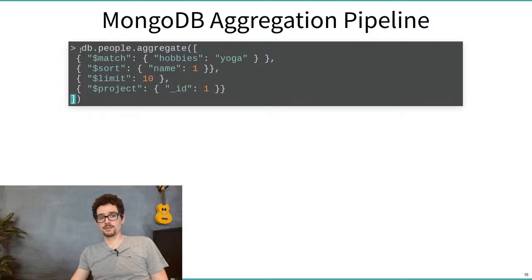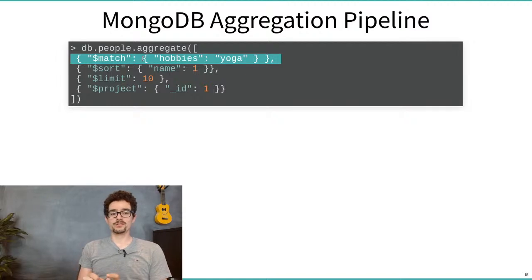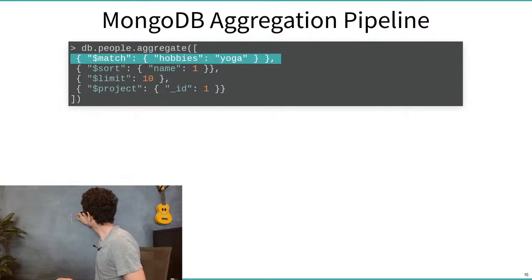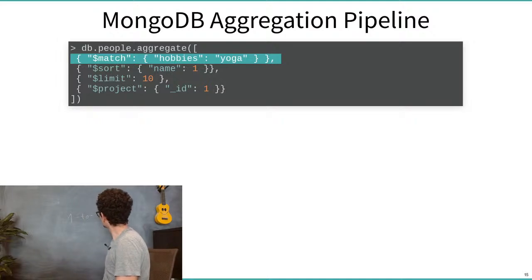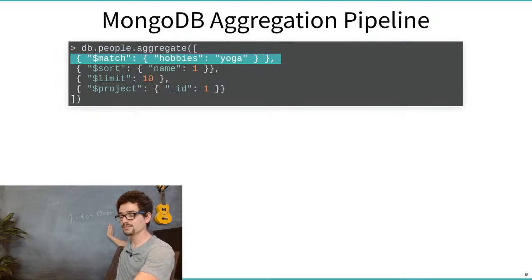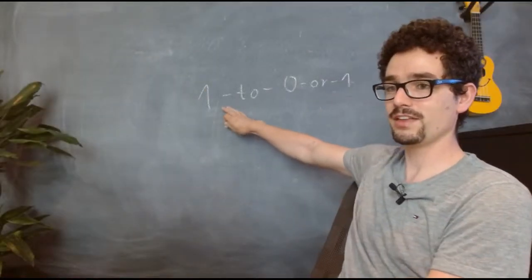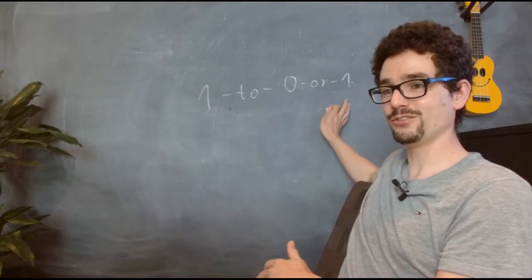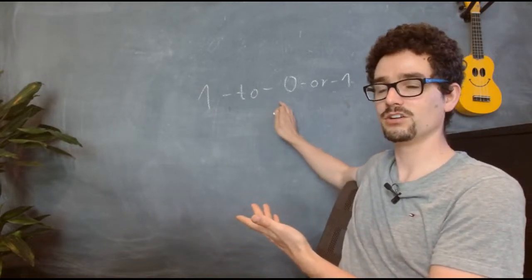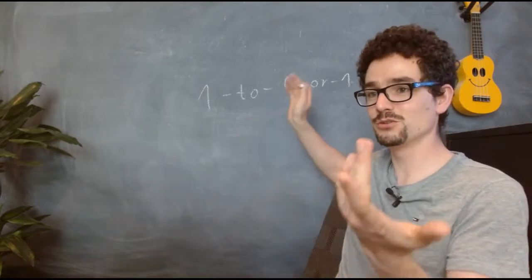For example, the input is the whole collection people. The first step is a match step, so basically a selection, and all documents that survive this match step. Match can also be called a 1-to-0-or-1 step. So one document comes in that step, and either it survives because it fulfills the predicate or not. So this is a 1-to-0-or-1 step.